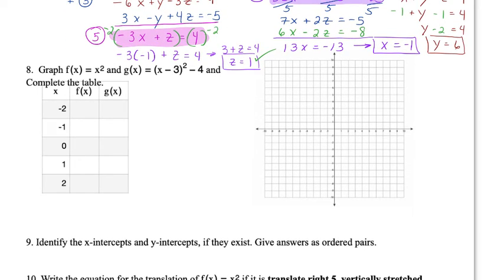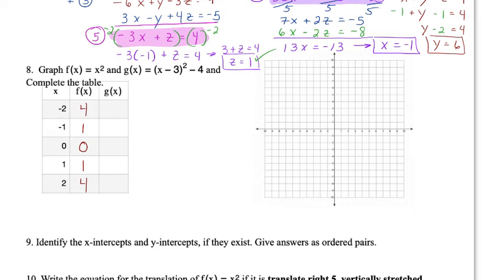All right. Number 8, graphing functions. Let's take a look and see what we got here. We got a function, f of x equals x squared, and it says graph this guy. Well, that's our parent function. In fact, they even give us a little table here for it. f of x is the x squared. So let's square each of these. That's 4. That's 1. 0 squared is 0. 1 squared is 1. 2 squared is 4.